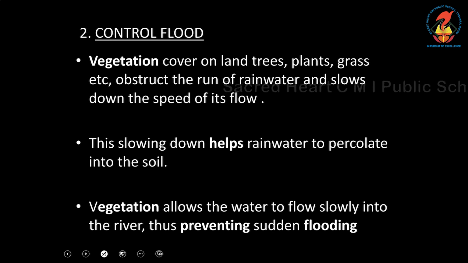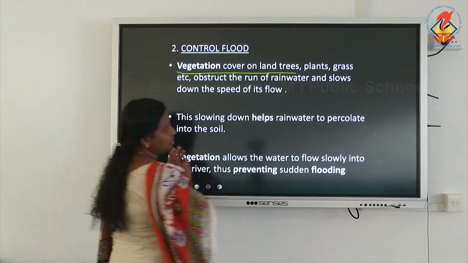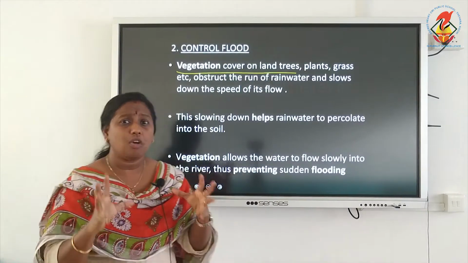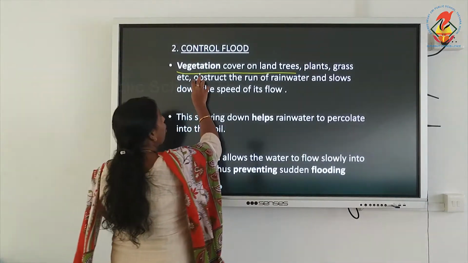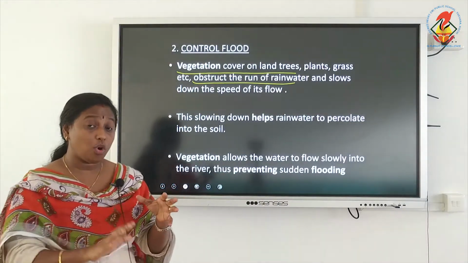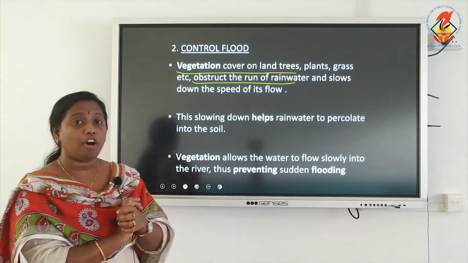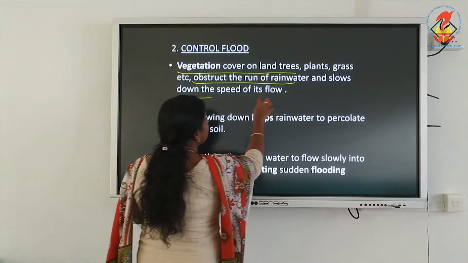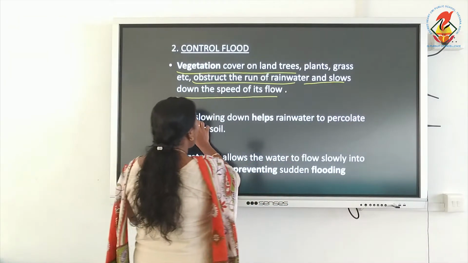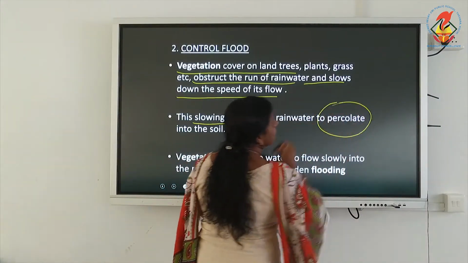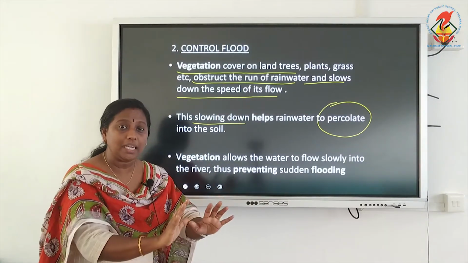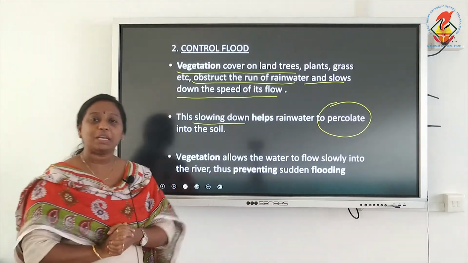Okay, please read. Now, the vegetation cover on a land, which includes the trees, plants, all the different types of grasses, everything, what will they do? When rain comes and falls, they will obstruct the runoff of the rainwater. This rainwater is being obstructed from running off. Instead, what will happen? The overflow of water is slowing down and more water will be percolated into the deeper layers of soil. So, the surface runoff is prevented. The water will be slowing down. So, more water will percolate into the deeper layers of soil.